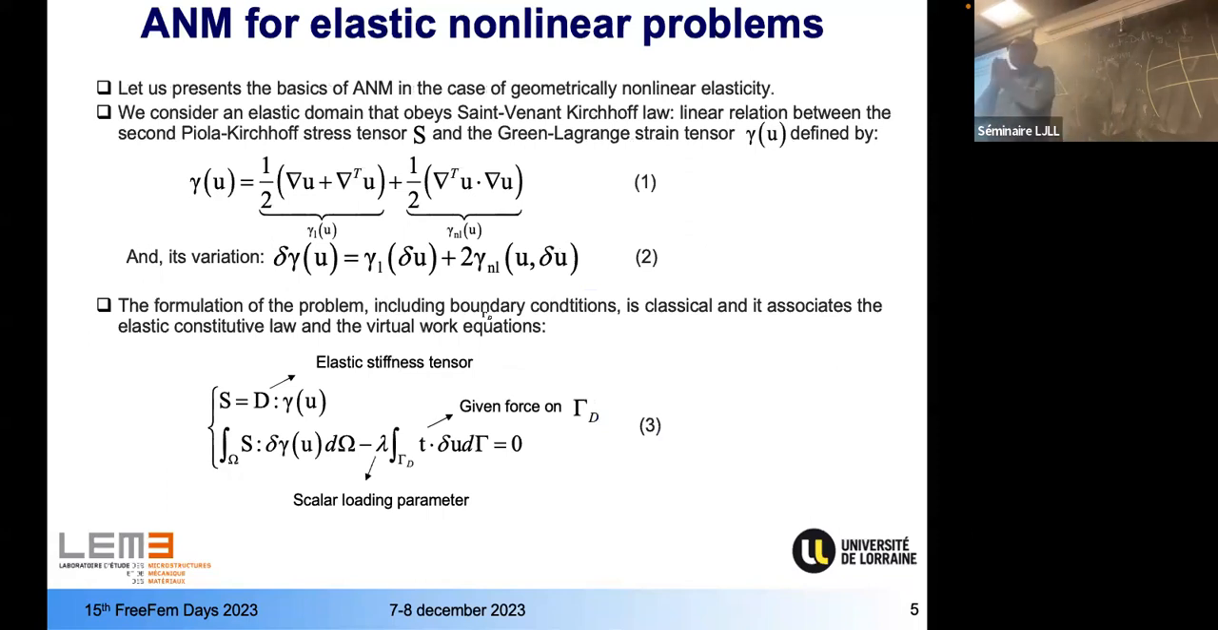Let us present the asymptotic numerical method in nonlinear mechanics. So we assume geometrically nonlinear elasticity and the Saint Venant-Kirchhoff law for the material. So we have a linear relationship between the second Piola-Kirchhoff tensor and the Green-Lagrange strain tensor. Here, this is the classical expression of Green-Lagrange and its variation. So the variational problem is here to find U that satisfies the boundary condition, and here, I just reinforce it on gamma D.